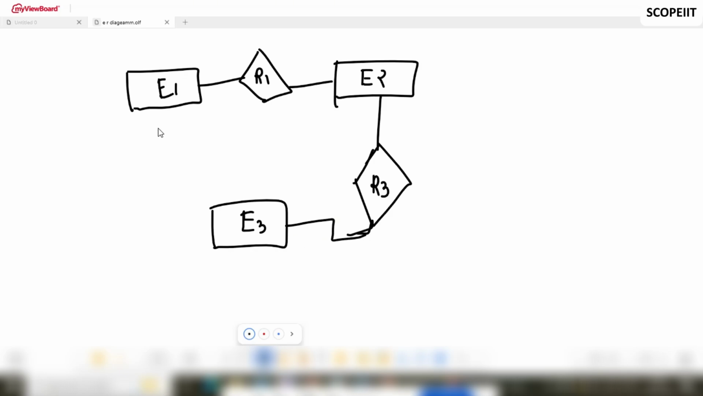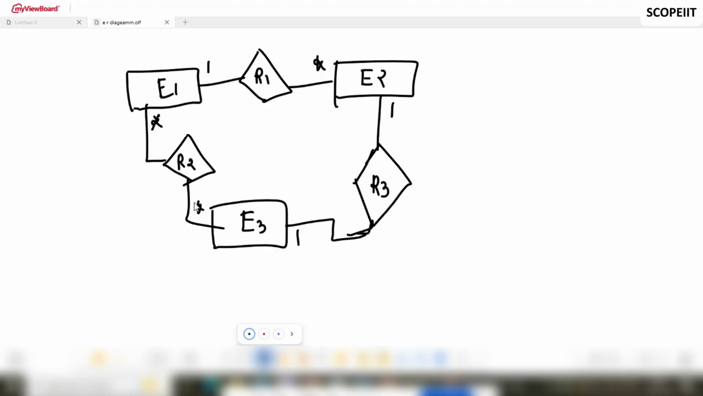Then I'll merge these two. One more entity I'll take, and this is for example R2. Now suppose this ER diagram they have given, and the cardinality also they have given. For example, this is one to many, this is one to one, and this is many to many.